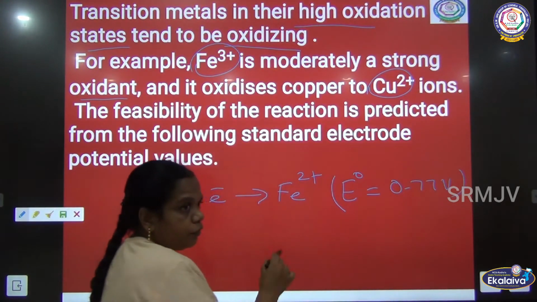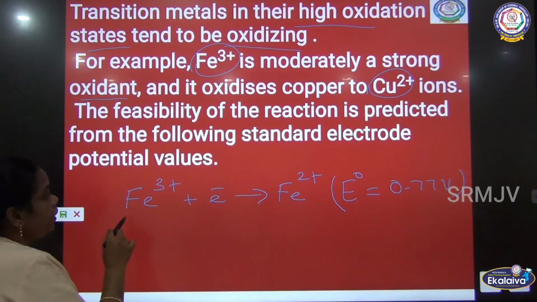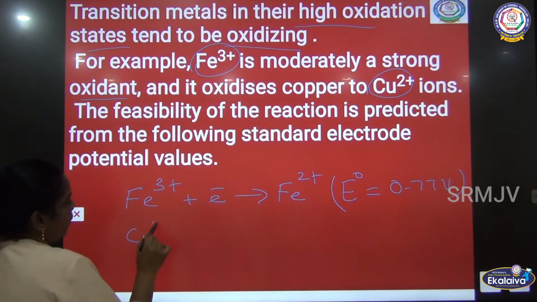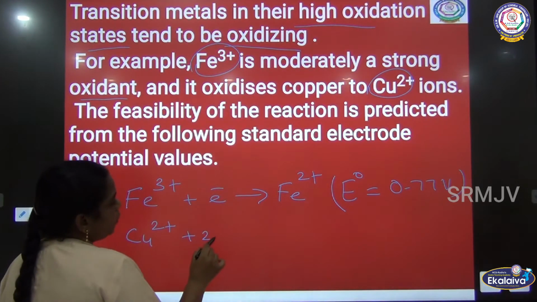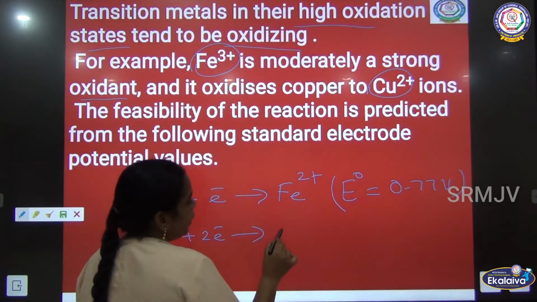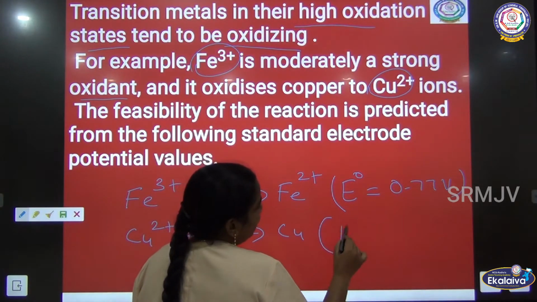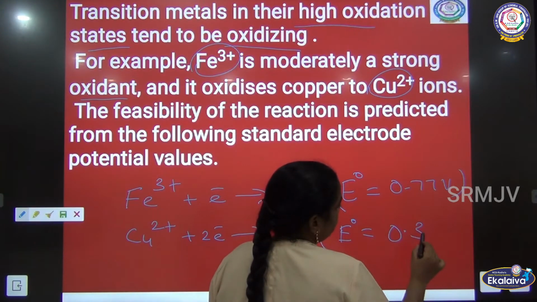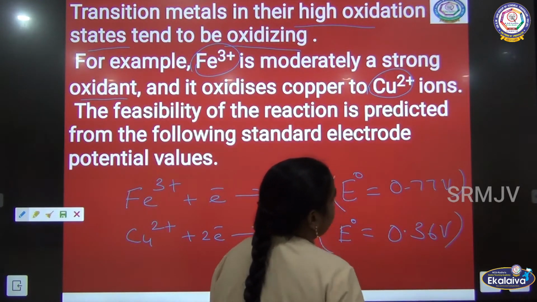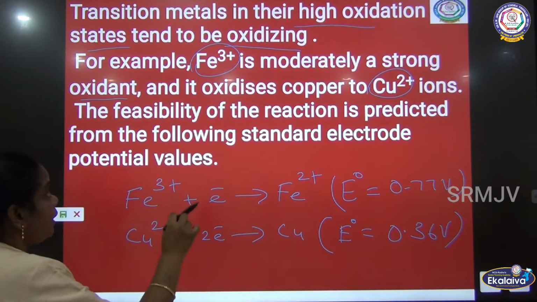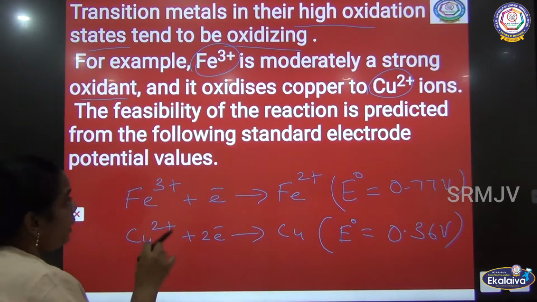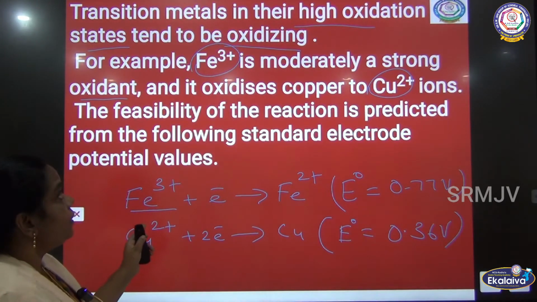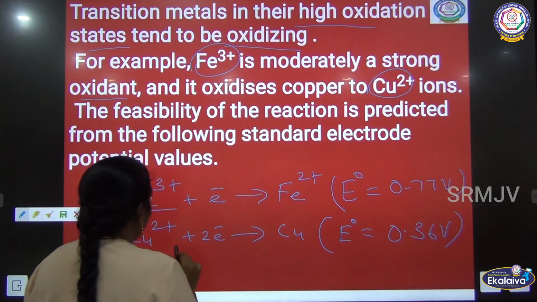The E naught value of this, the ion Fe3 plus reducing to Fe2 plus, and then copper 2 plus is going to reduce to elemental copper, and the E naught value is equal to 0.36 volt. So while comparing this, which one? Iron in the higher oxidation state, plus 3, is going to oxidize copper.